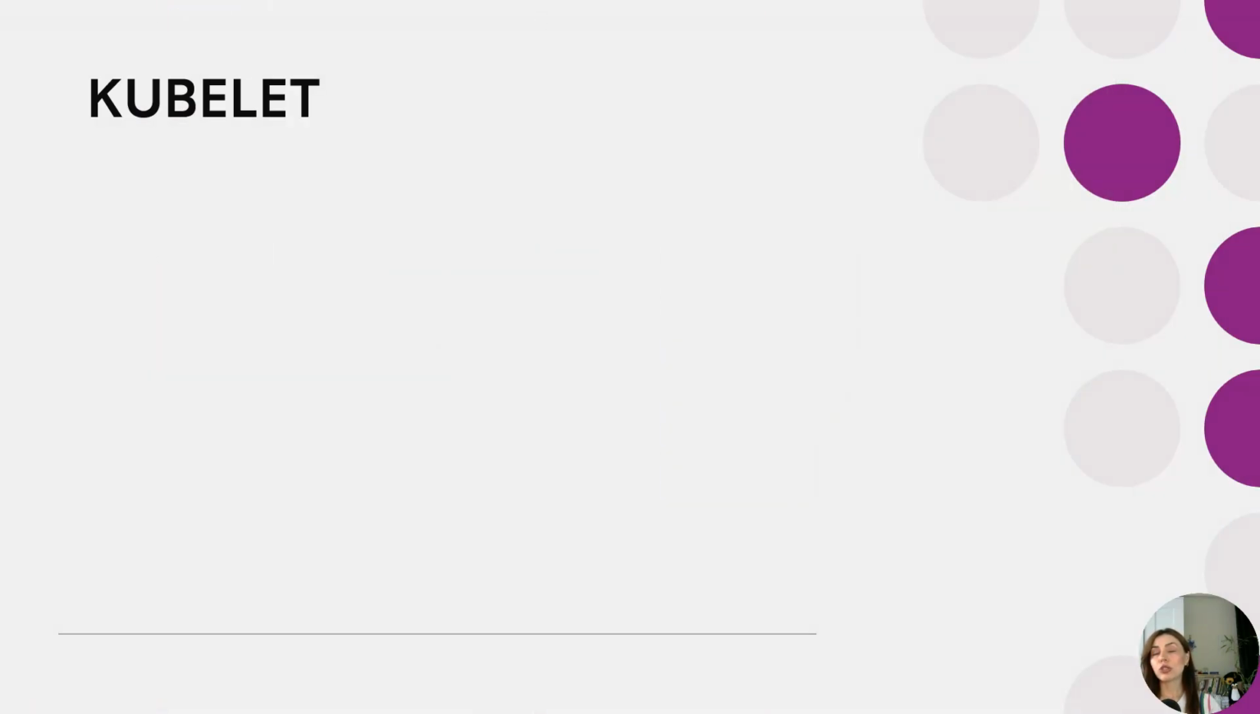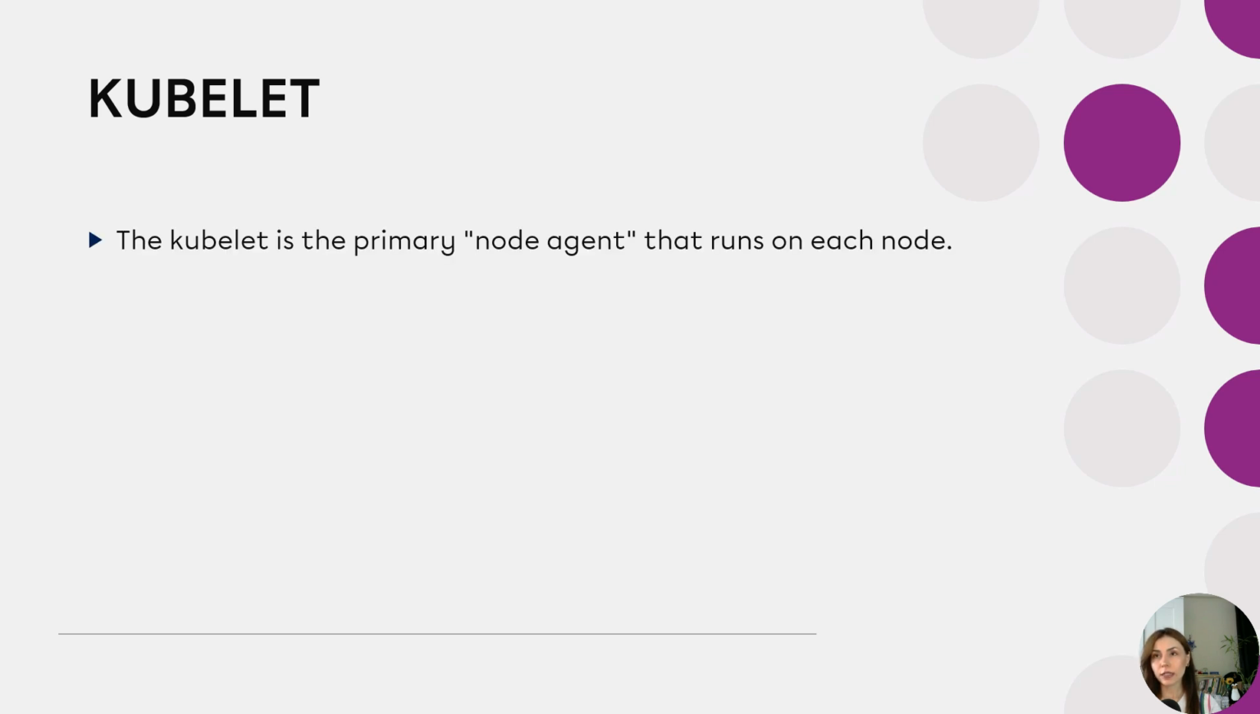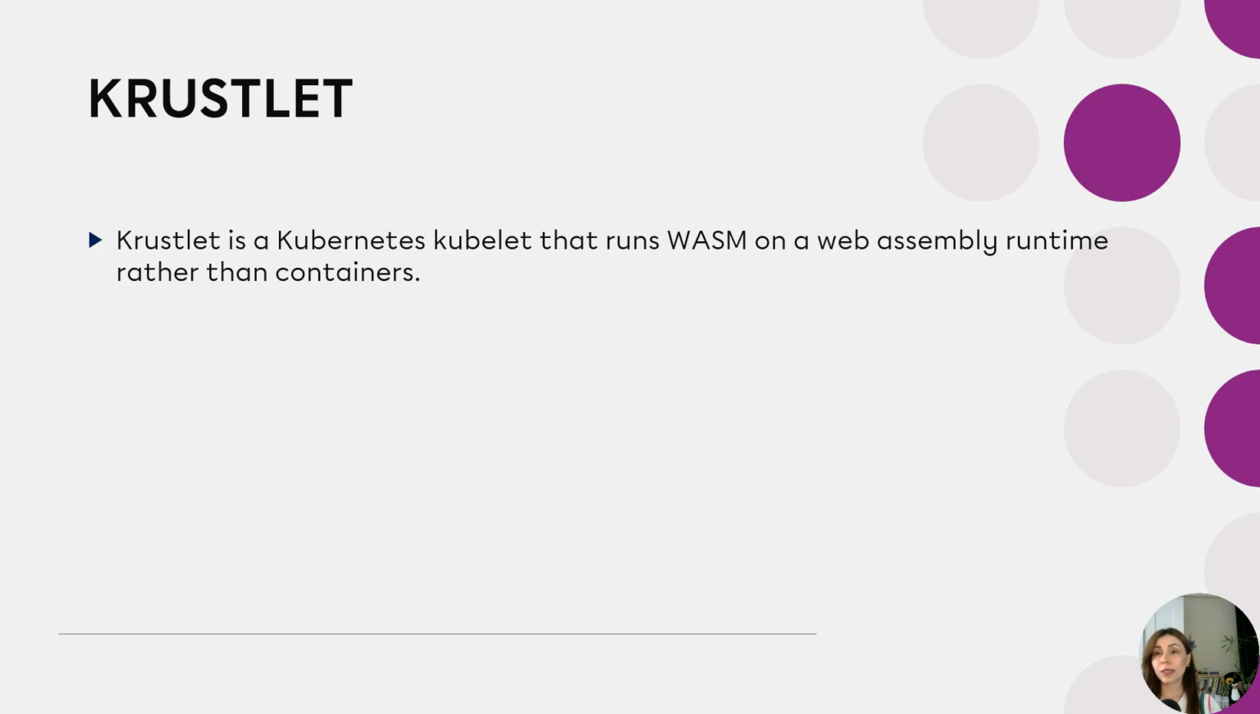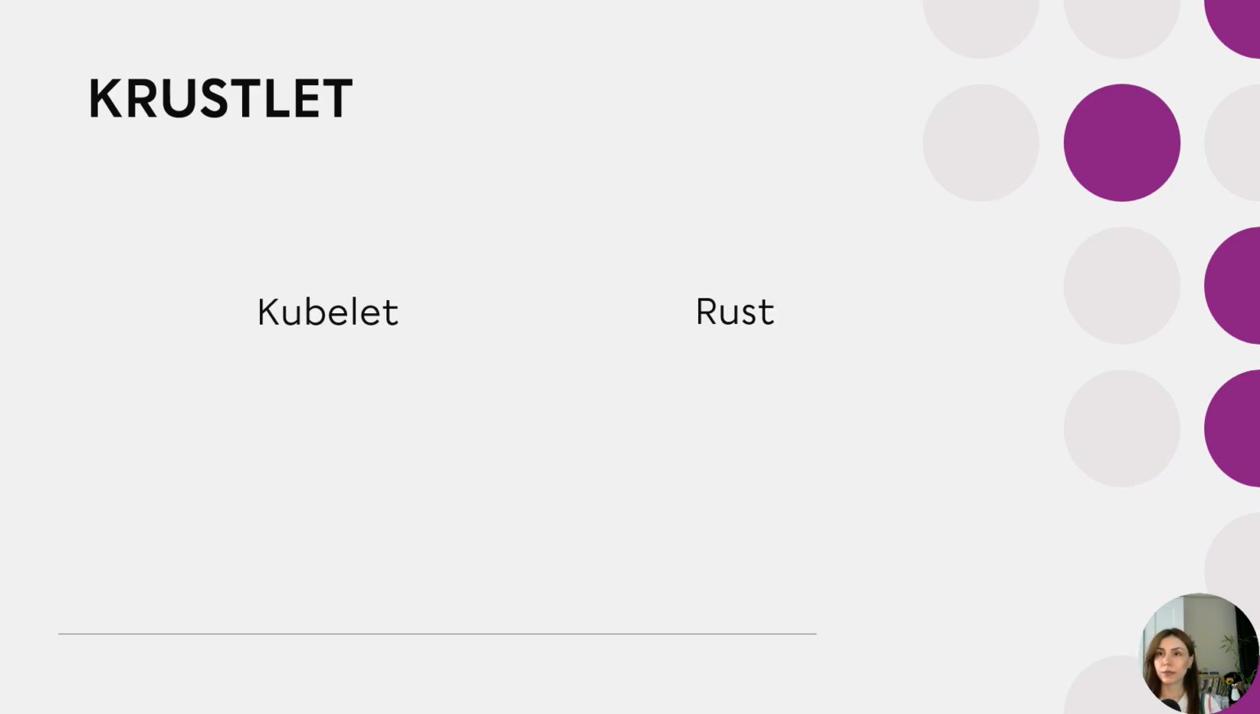We learned this concept from Nigel. Now, let's continue to talk about kubelet and Krustlet. The kubelet is the primary node agent that runs on each node. It makes sure that containers are running in a pod. What about Krustlet? Krustlet is a Kubernetes kubelet that runs WASM on a WebAssembly runtime rather than containers. It is written in Rust. Its name comes from the combination of kubelet and Rust.